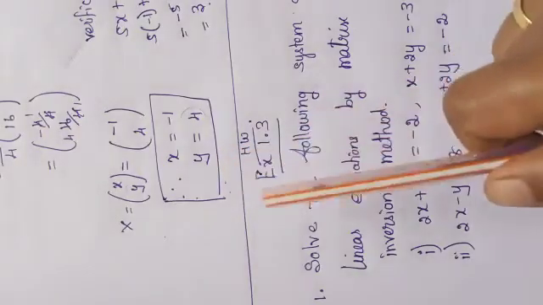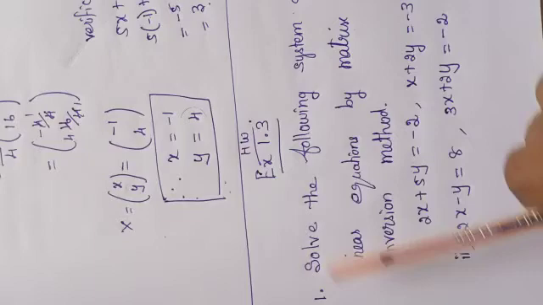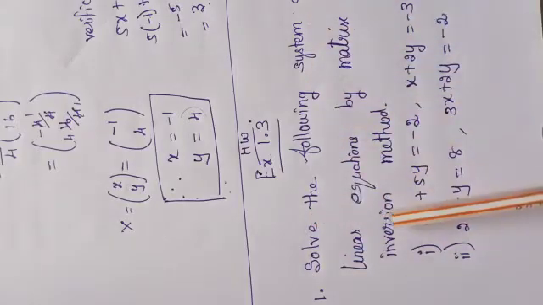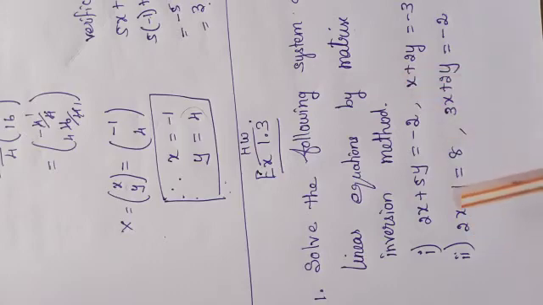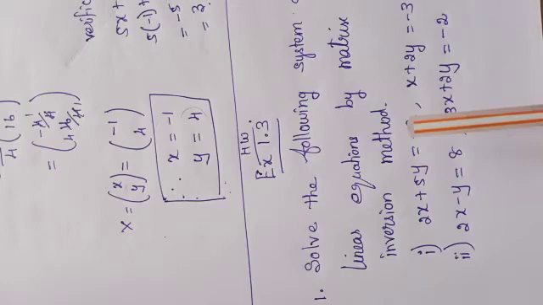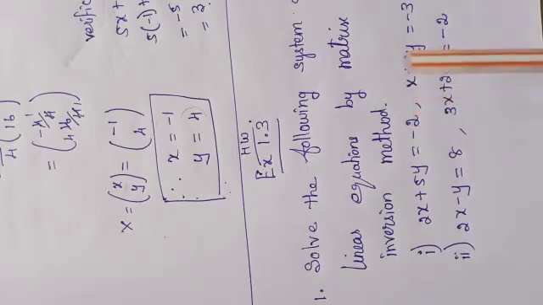Your homework part, exercise 1.3, first problem. Solve the following system of linear equations by matrix inversion method. Only with two variables, two problems. First one is 2x plus 5y equal to minus 2, x plus 2y is equal to minus 3. And the second problem, second subdivision, 2x minus y is equal to 8, 3x plus 2y is equal to minus 2.